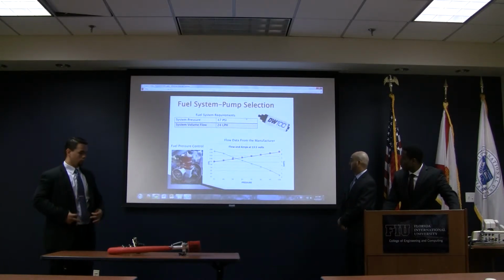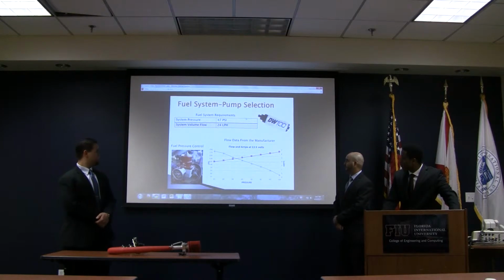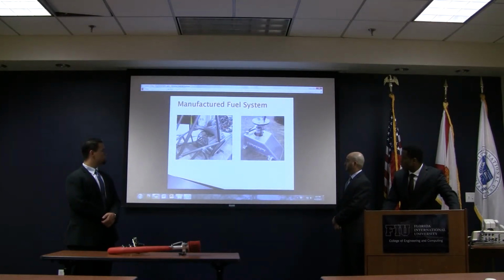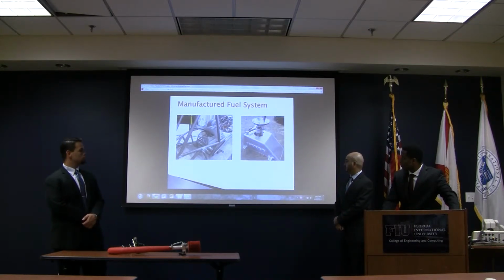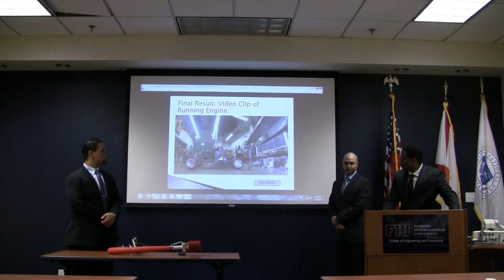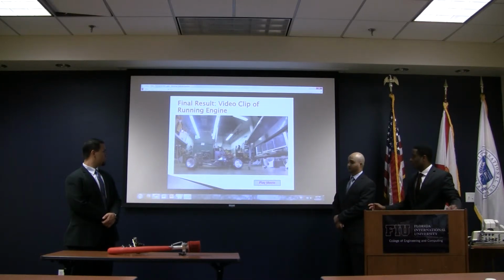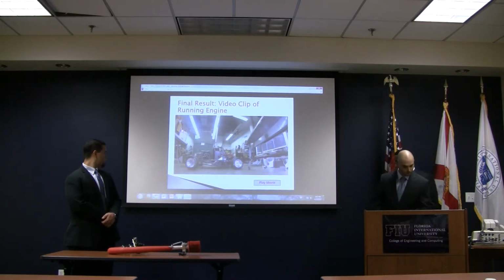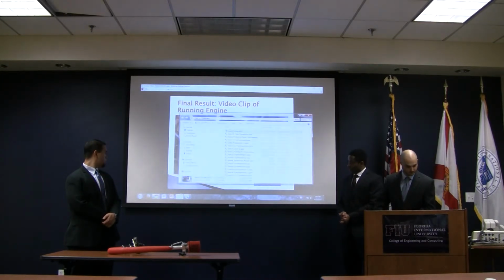The Beachworks DW100 fuel pump was selected to meet the system pressure and system volume flow requirements, and the actual pressure is dialed in using an adjustable fuel pressure regulator. The tank was manufactured using lightweight 6061 aluminum, TIG welded, and pressure tested to 3 psi to ensure that there are no leaks. Now we'd like to show you a short clip of the engine running on the car with our systems installed.